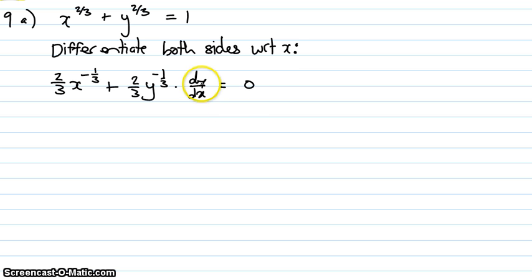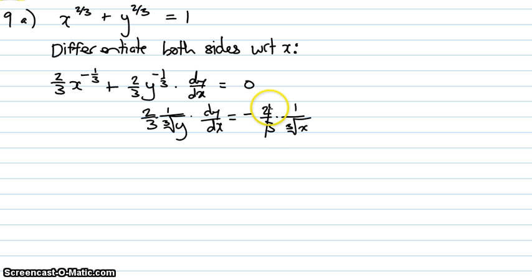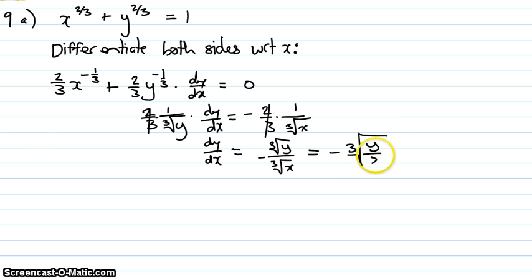So how do we do this? Well, we just want to make dy dx the subject of this equation. So I'm just going to leave the dy dx on the left hand side, move everything else to the right hand side. So we get 2/3 times 1 over the cube root of y times dy by dx equals negative 2 over 3 times 1 over the cube root of x. I can see straight away the 2/3 are going to cancel out here. Move that y over, I get dy by dx is equal to the cube root of y over the cube root of x. Sorry, it should still be a negative there. This is also equal to the negative cube root of y over x.